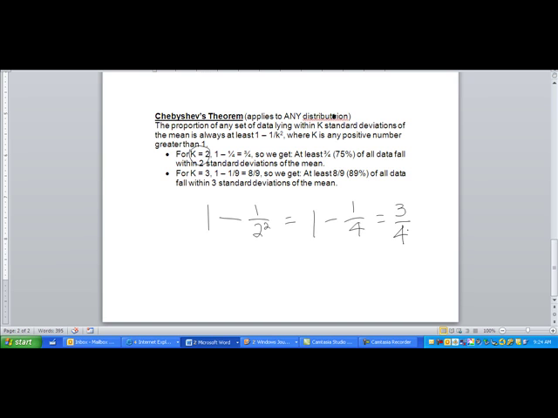And so if we're looking within 3 standard deviations of the mean, we plug in a 3 for our k, and it's going to be 1 minus 1/9, which is 8/9. What we find is at least 8/9, which is about 89% of all data, fall within 3 standard deviations of the mean. And again, this is for any type of distribution.